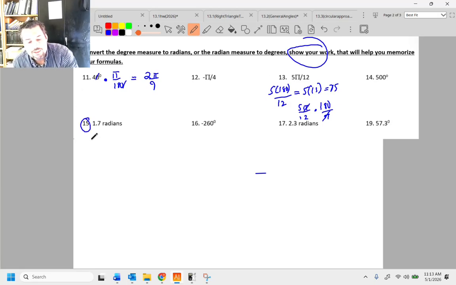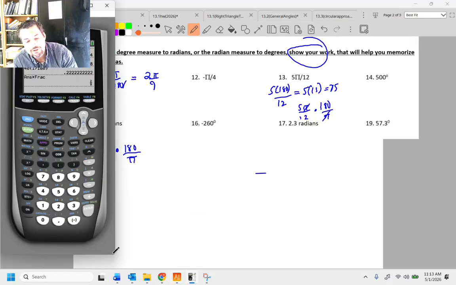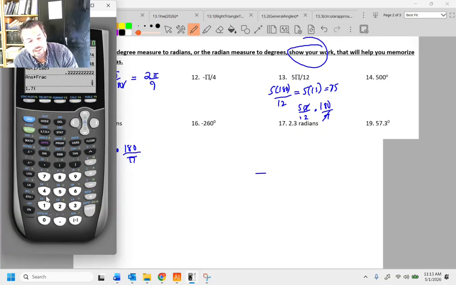Let's see here, 15, 1.7 radians. So to convert a radian into a degree, we multiply by 180 over pi, and this is an ugly number. You're gonna legit have to use a TI-84 to do it, because the pi's don't cancel, and that was 1.7 times 180 over a pi. And it's about 97.40 degrees.